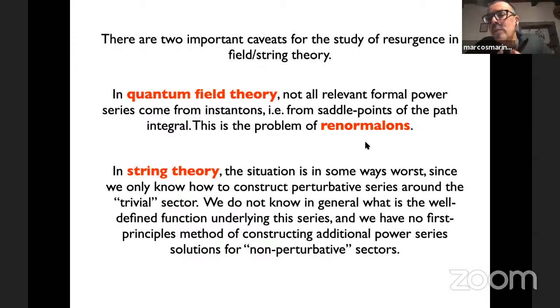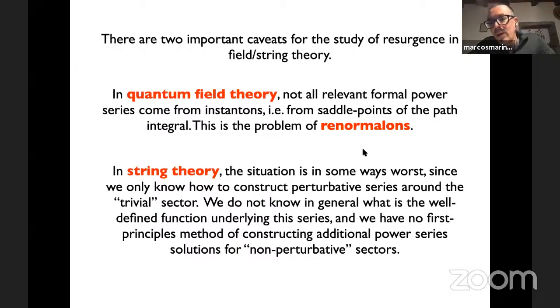And this is very important: this concept of transseries is more general than the concept of instantons. Instantons are just giving you one example of transseries. There are more general examples of transseries which come from this renormalon phenomenon.